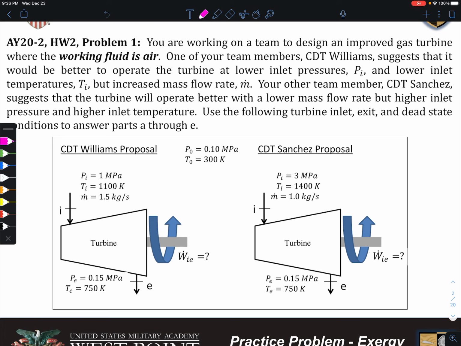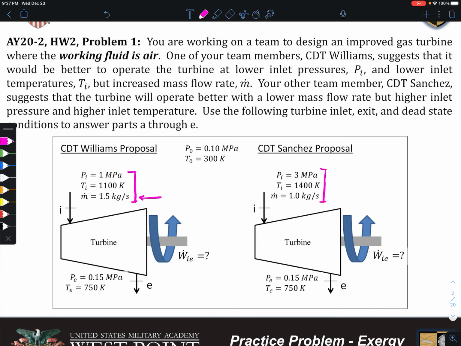The two cadets, you can see these inlet conditions here, were governing the design. Cadet Williams ran with a higher mass flow rate, which you can see here, of 1.5 kilograms per second. Cadet Sanchez, on the other hand, designed towards 1 kilogram per second. The exit conditions, you can see at the bottom, are identical. The dead state, or the surrounding conditions around both turbines, is identical.